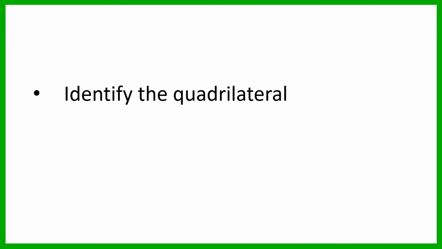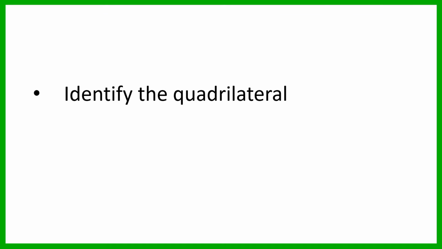The first thing you need to do is identify the type of quadrilateral that you're working with if they haven't told you what it is. So you need to use any information that you've been given, like the length of the sides, the angles, if the sides are parallel, and so on, to help you to identify if it is a square, a rectangle, a parallelogram, a rhombus, a trapezium, or a kite.